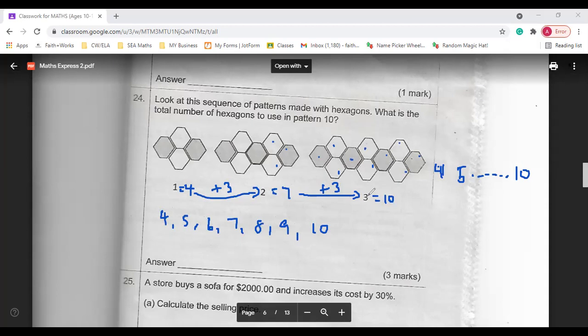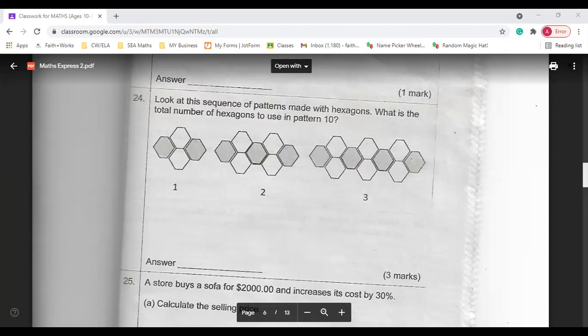So let's go from pattern 3 to 4. 10 plus 3 is 13. 13 plus 3 is 16. 16 plus 3 is 19. 19 plus 3 is 22. 22 plus 3 is 25. 25 plus 3 is 28. 28 plus 3 is 31. So the number of hexagons used in pattern 10 is 31. All right, let's move on to the next one.